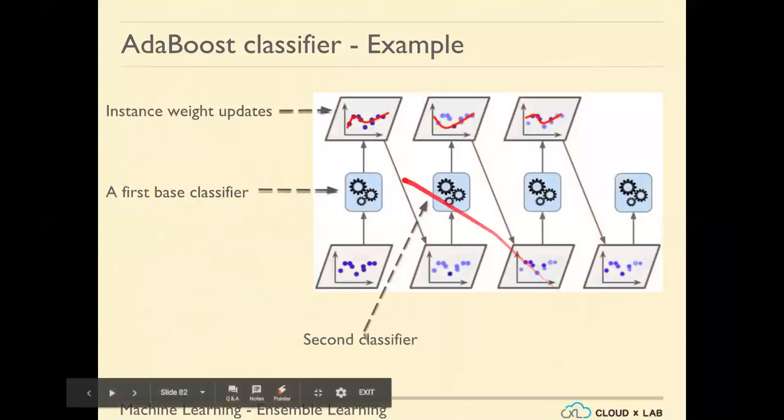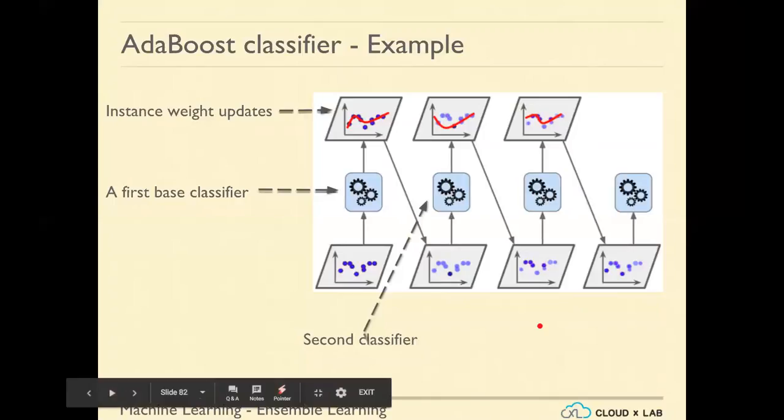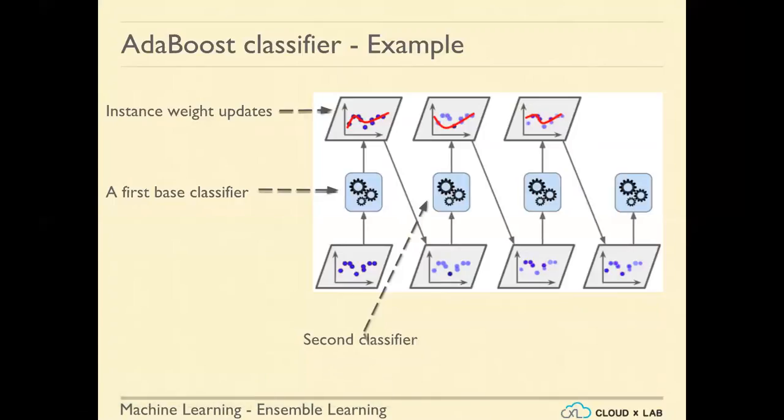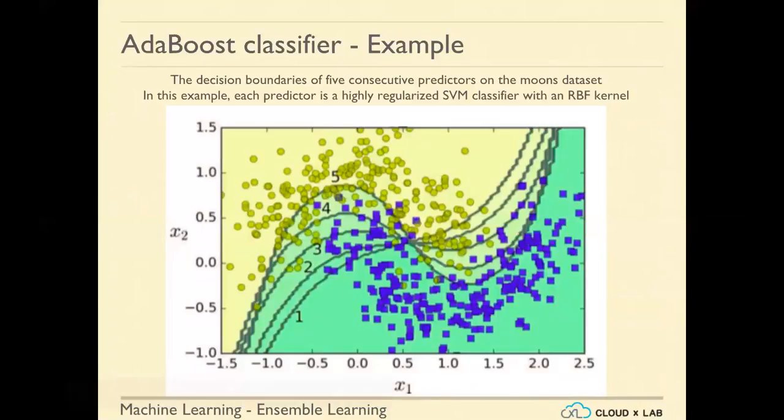So first, this was your data. Then we ran the first classifier and got some results. At this stage, we also did weight updates based on the results, and then it was fed to the second one, and then again, and so on. The chain continues. So Adaboost is basically a chain of predictors. The successors are correcting the predecessors.